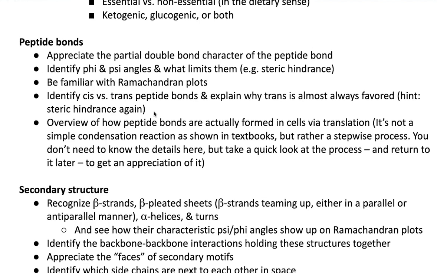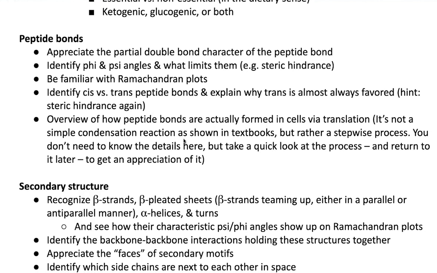Identify cis versus trans peptide bonds and explain why trans is almost always favored. This is where our steric hindrance is going to come into play again, because you don't want those side chains whacking into each other.